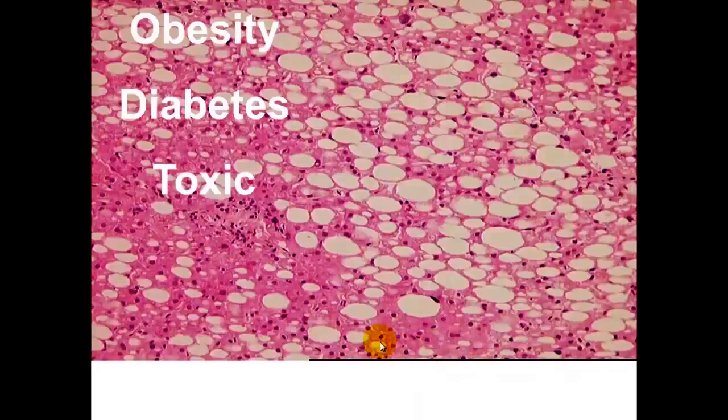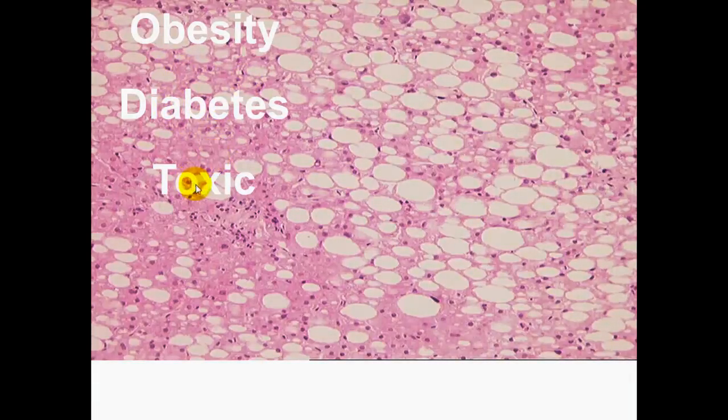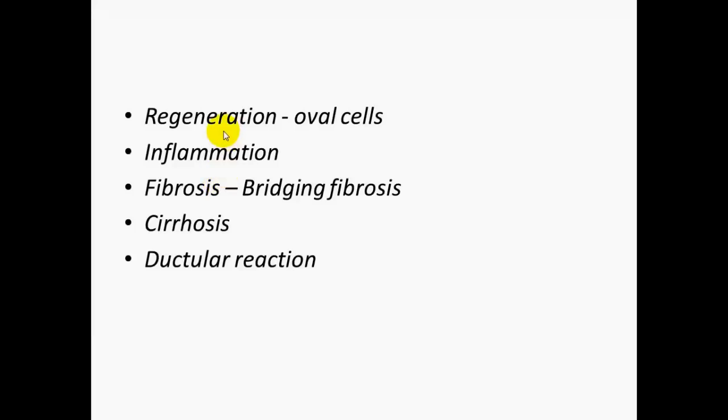So here you have the macrovesicular type of hepatic steatosis, and you can see the nucleus has been pushed towards one side, because that's what fat is going to do. The fat is going to push the nucleus towards one side. You can see all these nuclei have been pushed towards one side. This is commonly seen in obesity, diabetics, and some toxic injuries.